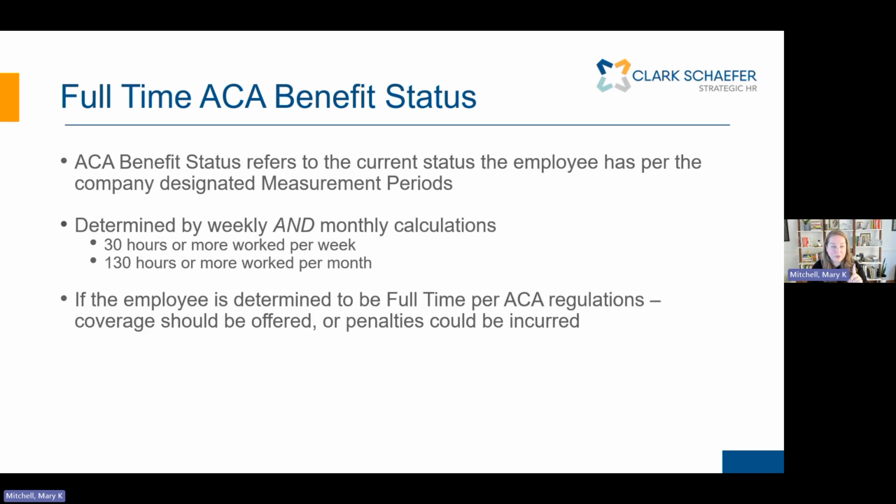And here's the trigger. We don't have to meet both of these requirements for them to be considered ACA. We just need to be meeting at least one of them to be considered ACA full-time benefit status. If the employee is determined to be full-time per the ACA regulations, coverage should be offered either during the typical new hire enrollment window or during regular open enrollment for the following plan year. If that does not occur and we don't have a waiver on file, technically penalties could be incurred from the IRS through an ESRP notice.